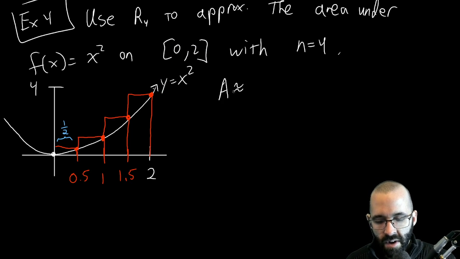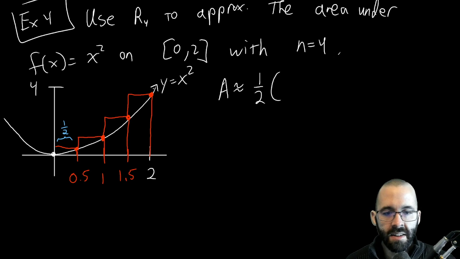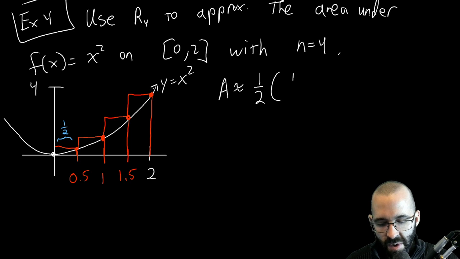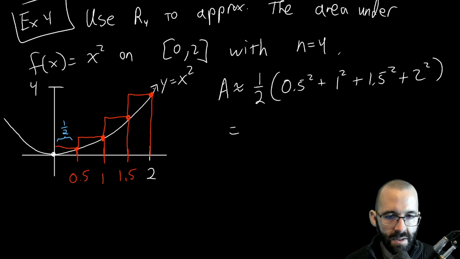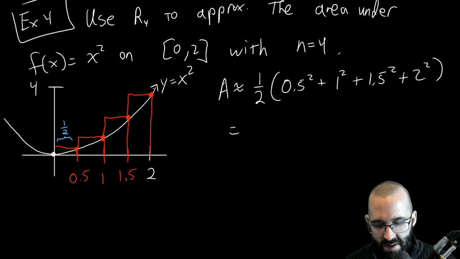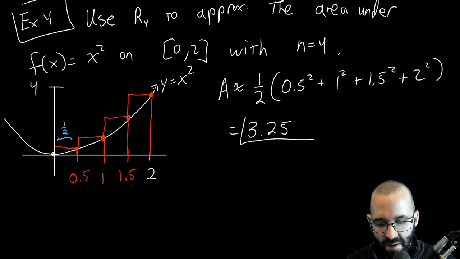So our area, our approximation, is just the width times the height of all of them. Well, they all have the same width, so we can just factor that out if we want. The height of the first one is 1/2 squared. Here, I'll use decimals to try to be consistent. Plus the second one squared, plus the third one squared, plus the fourth one squared, and you can just type this out. Quarter plus 1 is 1 1/4. Plus 2.25 is 3.5. Plus 4 is 7.5. I think you get 3.25.